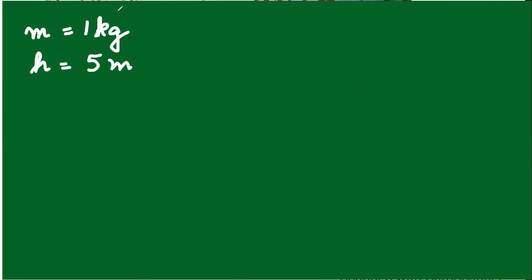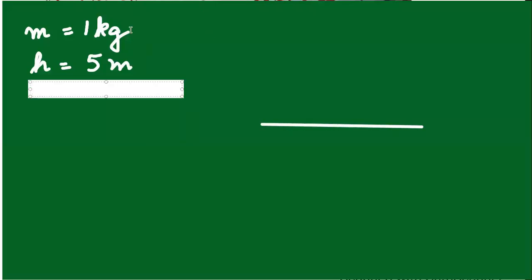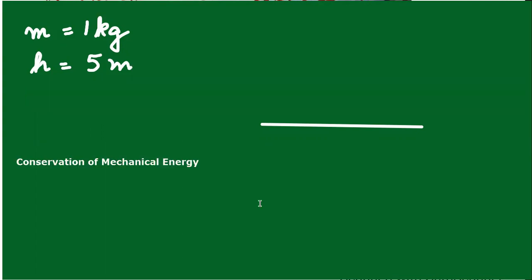Now children, we have done in class 7th conservation of energy, conservation of mechanical energy. We'll do that part here also in the next exercise. The topic is conservation of mechanical energy. So what happens in it, students? That energy can neither be created nor be destroyed. It converts from one form to another.